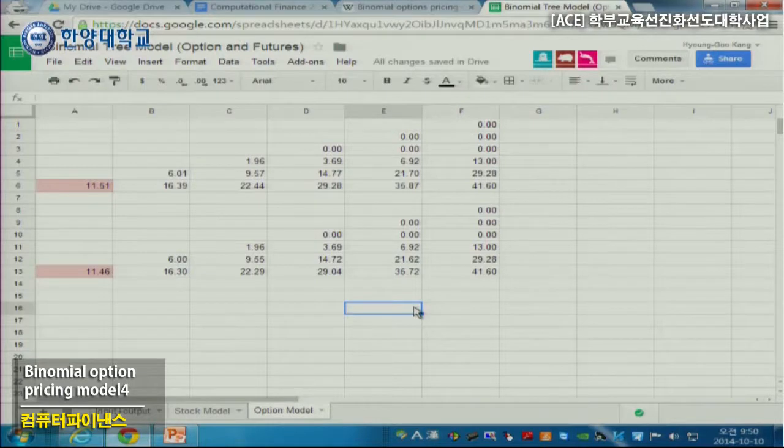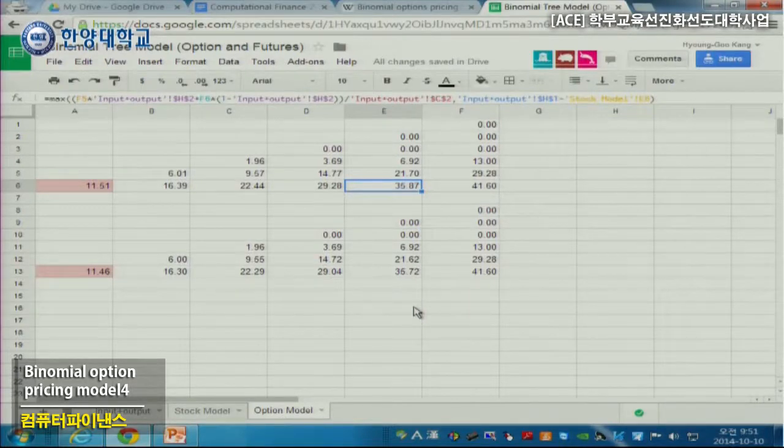Okay, so I have two cases. Let's take a look at this spreadsheet. If there is a dividend now, the American option price is 11.5151, and the European option price is 11.46 with dividend. No, it is actually a put option, I think. In my model, it is a put option. Yes, it is a put option.